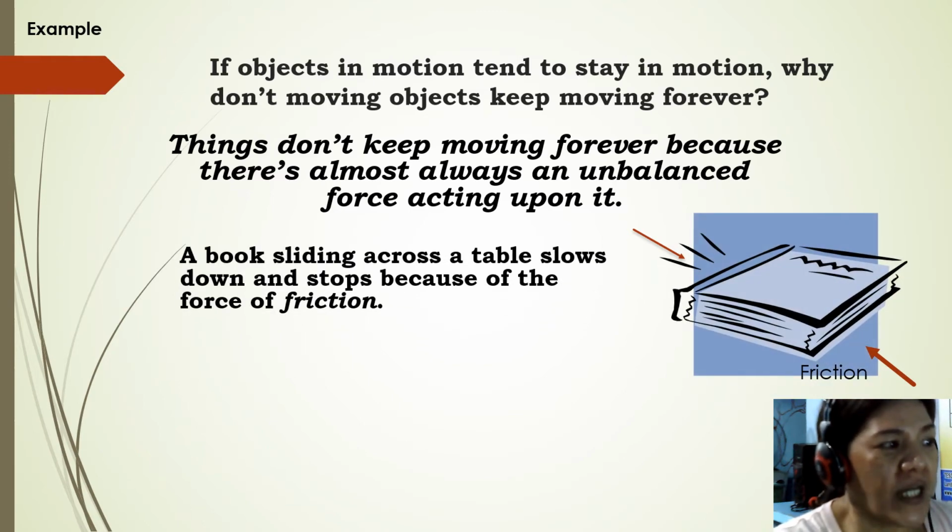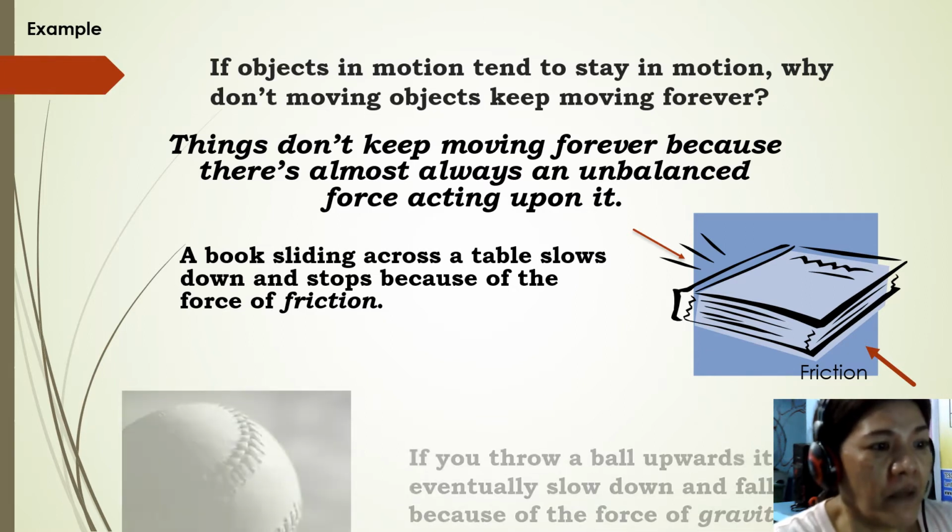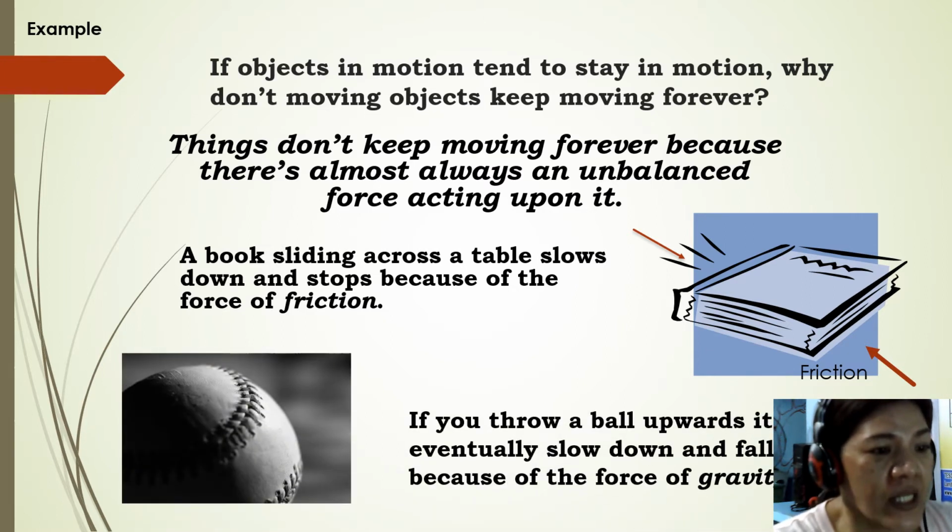So if you try a book sliding across a table, it slows down and stops. That is because of the force of friction. Friction can slow down the motion of an object. Okay, if you throw a ball upward, it will eventually slow down and fall because of the force of gravity.